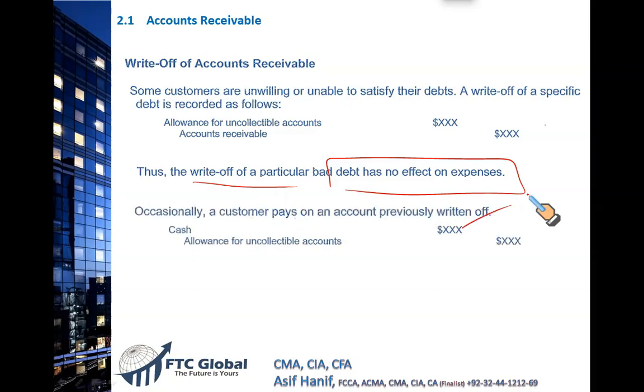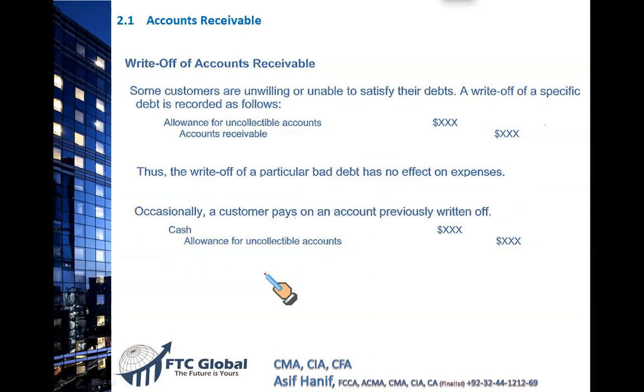That's what you're going to receive, and credit the allowance. See, in this entry again, there is no impact on the income statement. There is no net effect on the balance sheet. I will show you. So the important point you need to note: when you write off a customer, or when a customer who was written off pays you back, you collect the money from a customer who was written off, both of these transactions do not affect your income statement, and they do not affect the net amount of your current assets.